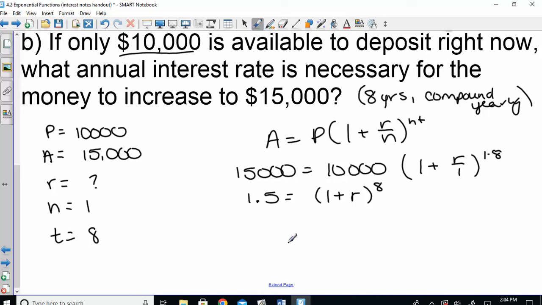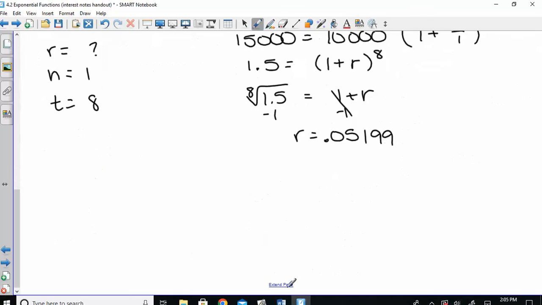How do you get rid of an 8th power? 8th root. I'm not going to put that in my calculator yet, but you can. Then what else would you have to do? Subtract over the 1. So we have the 8th root of 1.5 with a minus 1 on the end. So my interest rate is 5.199, or you could say 5.2%.